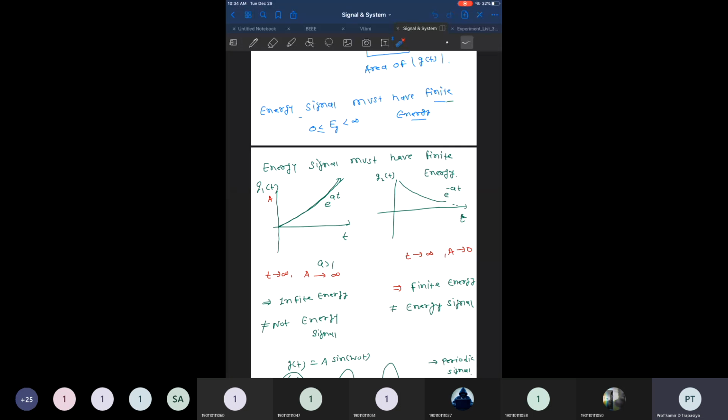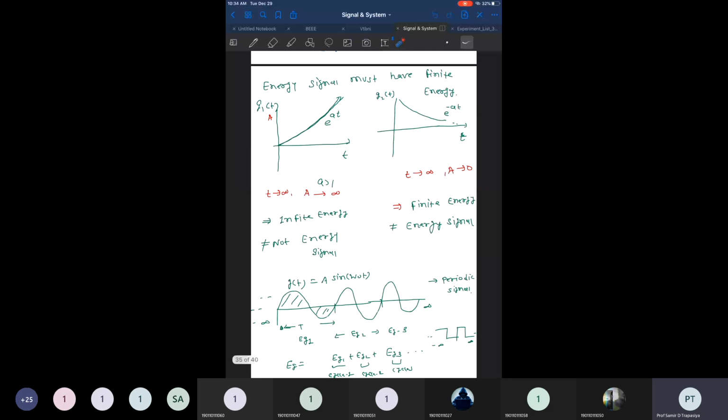So now we have taken one example. In this example, this signal is exponentially increasing toward infinity. So we can say as t approaches infinity, the amplitude also approaches infinity, so that doesn't belong to an energy signal because it doesn't have a finite energy. Now consider the second signal g2(t). As the time approaches infinity, the amplitude approaches zero. So this signal is known as an energy signal because it has a finite energy.